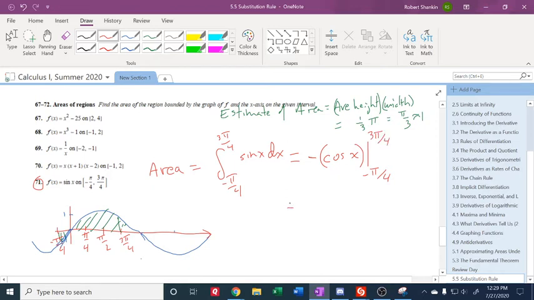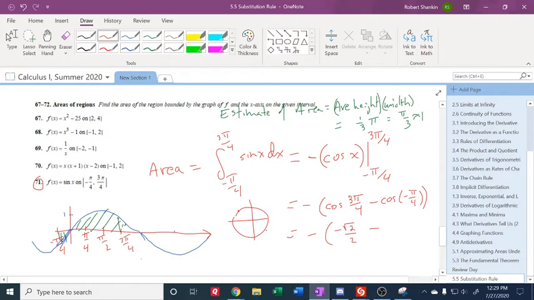Okay, so I factored out that negative. When I put 3 pi over 4, I get cosine of 3 pi over 4 minus cosine of negative pi over 4. Now, I'm going to draw my little tiny unit circle. 3 pi over 4 is over here. The cosine of that is the x-coordinate of that point, which is negative square root of 2 over 2.